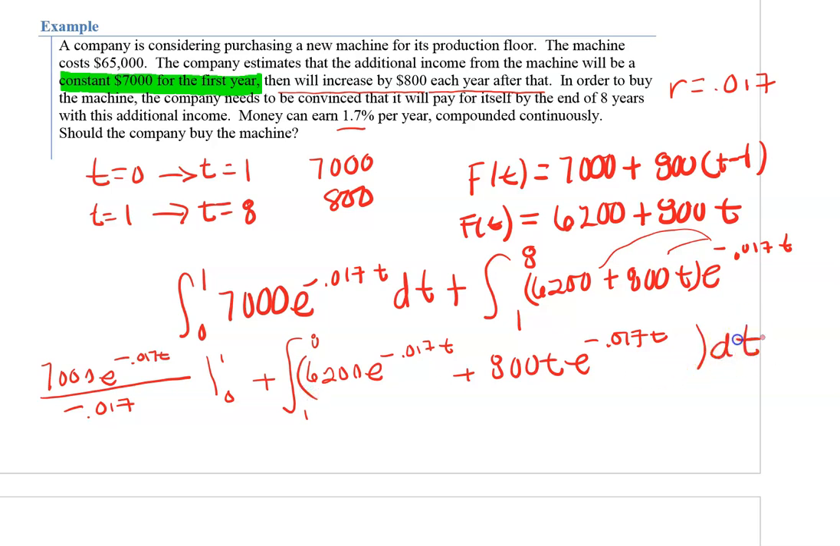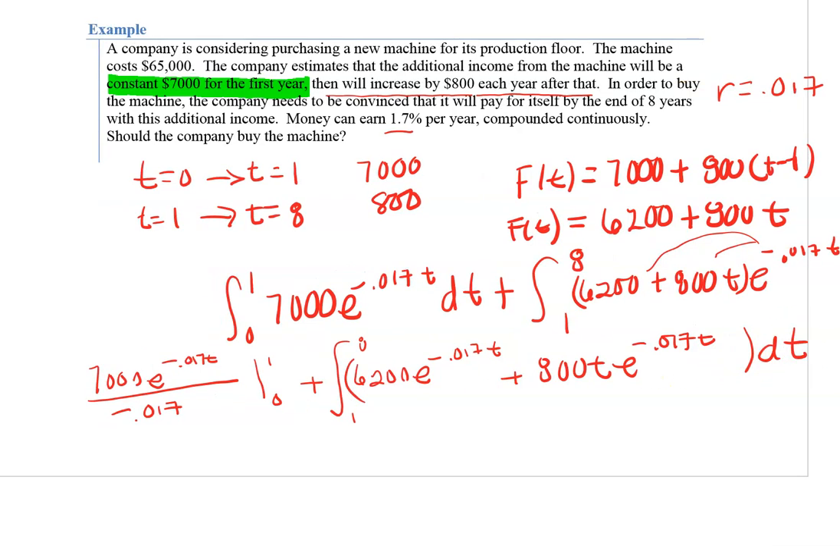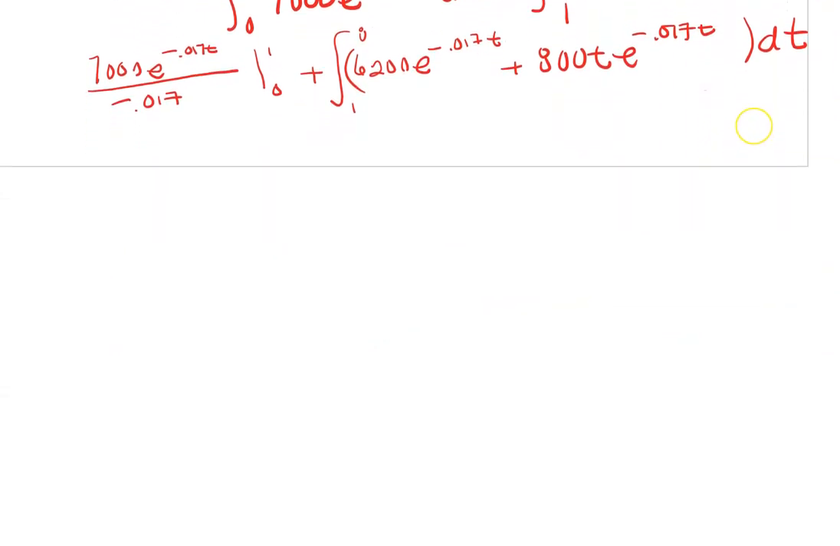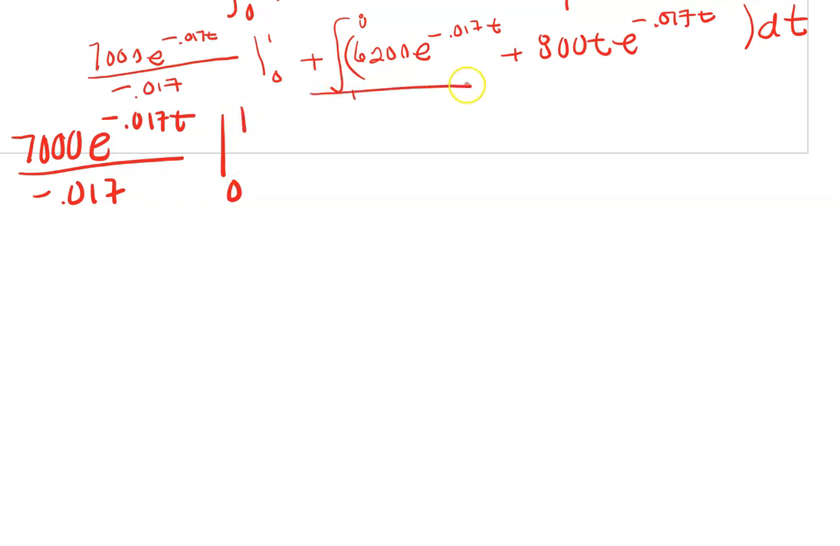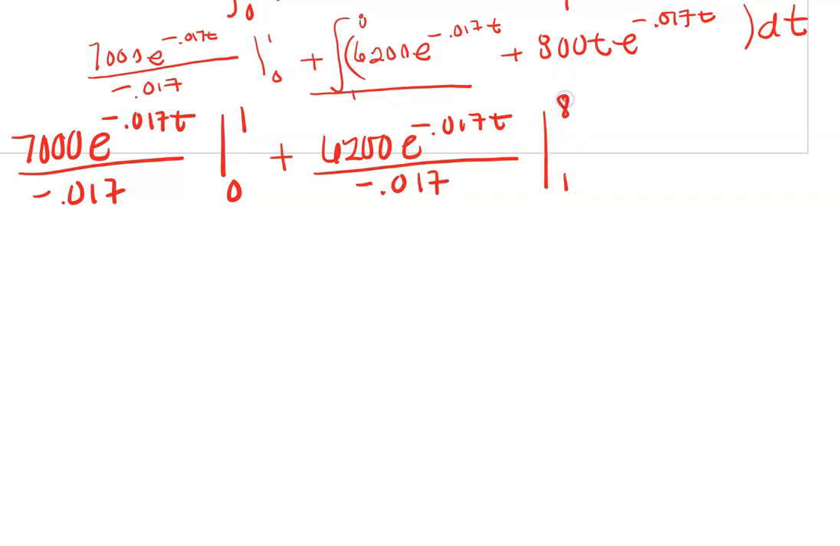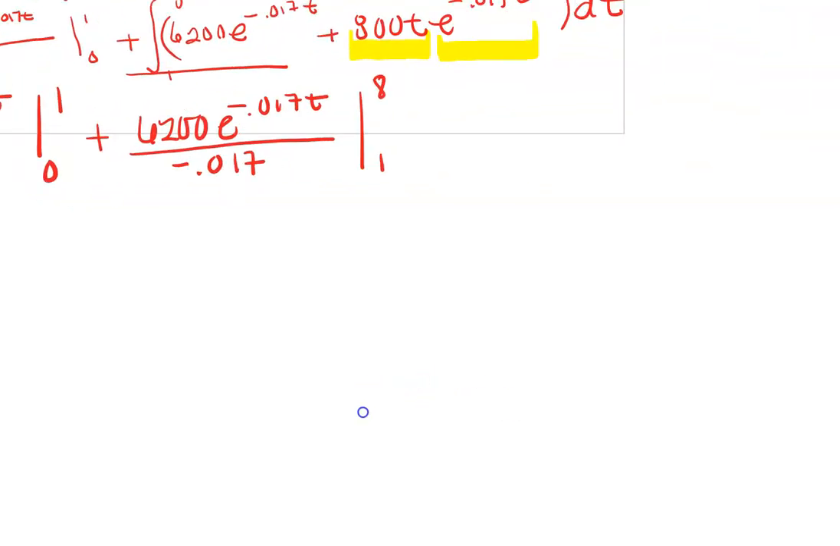Now this is why we had to cover so many integration techniques previously to this section. In my first one, we have 7,000 e to the negative 0.017 t divided by negative 0.017. We're going to integrate that from 0 to 1. This next piece is going to react the same way. So plus 6,200 e to the negative 0.017 t divided by negative 0.017, integrated from 1 to 8. And then this last part here, because this is a product of the two functions, we're going to have to do integration by parts.